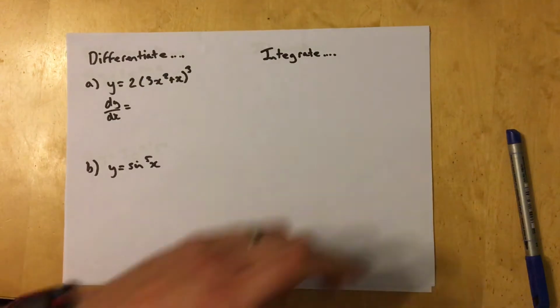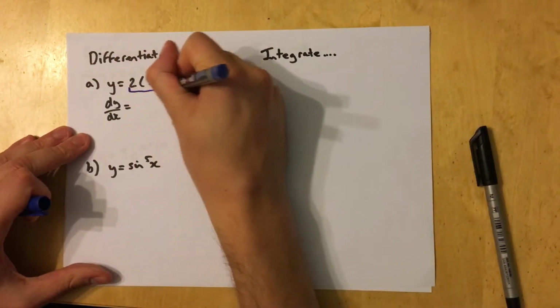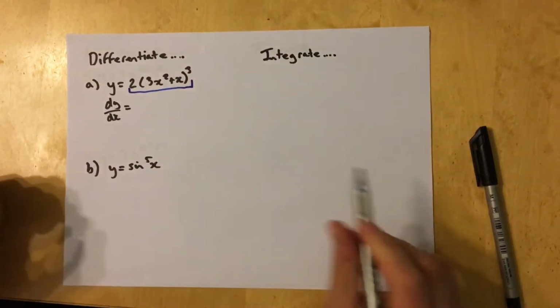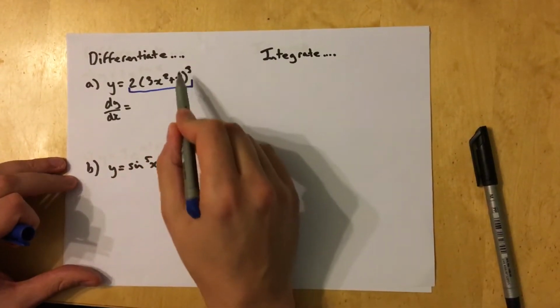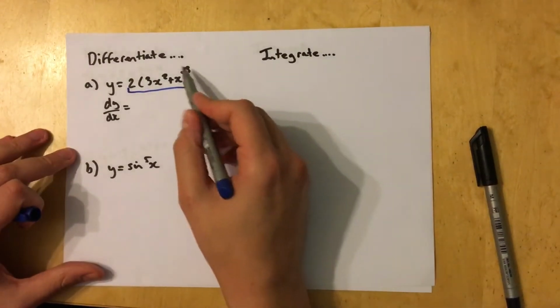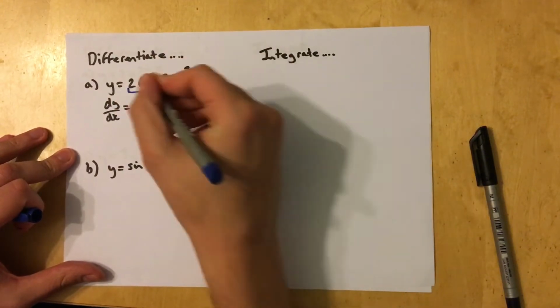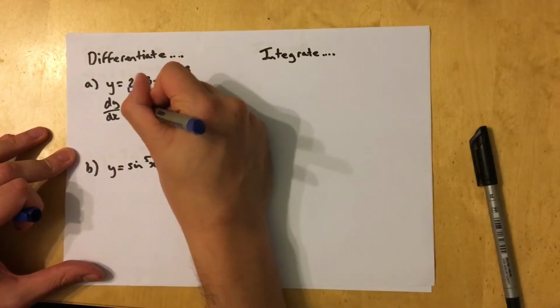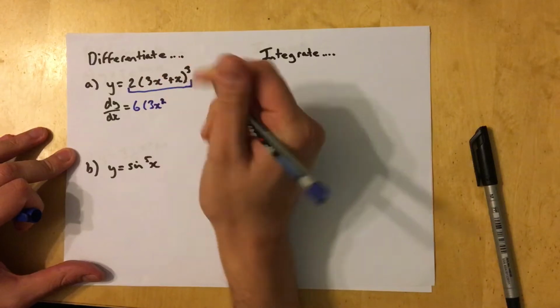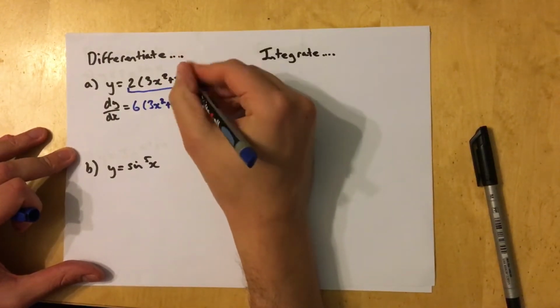when I start to differentiate this one, what I'm going to do is identify what my big function is, my outer function. So my big outer function there is just 2 lots of something cubed. Okay, so when I differentiate 2 lots of something cubed, I'm going to bring the 3 down to the front, so it's going to become 6. I'm going to leave my inner function alone, and then I'm going to subtract 1 off the power.